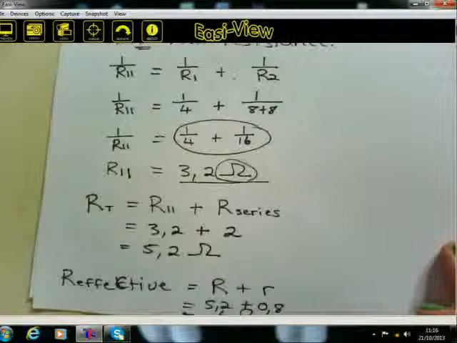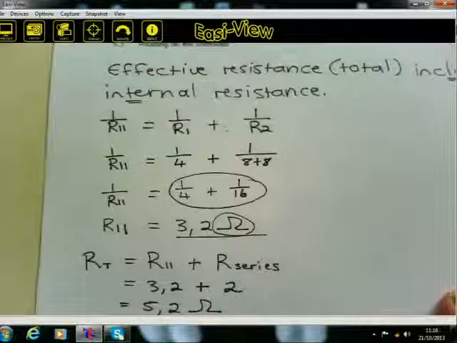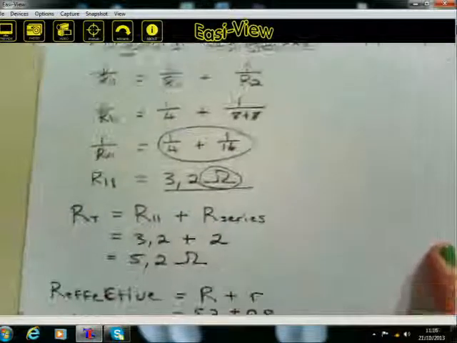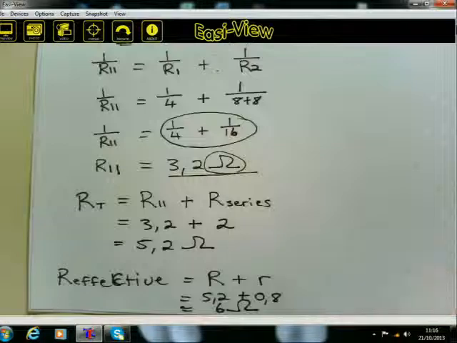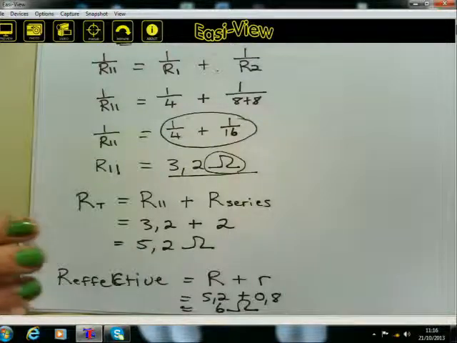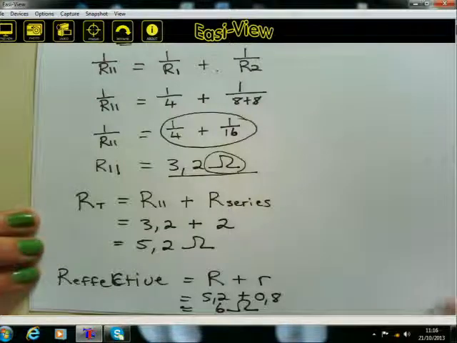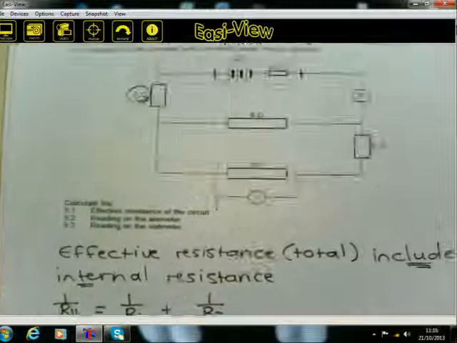I'm going to move this up a little bit so you can make sure you have all this written down. Alright, so you should have all that down now.